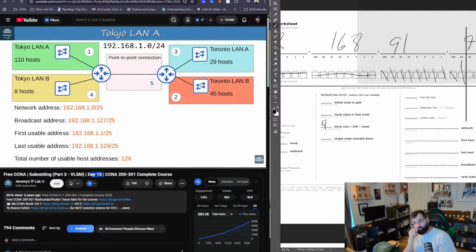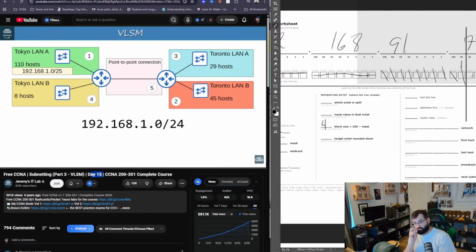The first usable address is the network address plus 1, and the last usable address is the broadcast address minus 1. And as I just mentioned, 7 host bits allows for 126 usable host addresses, which is 2 to the power of 7 minus 2. So we now have our first subnet, 192.168.1.0/25 for Tokyo LAN A. That /25 subnet uses up half of the address space of the 192.168.1.0/24 network, but that's no problem. Using VLSM, we can assign smaller subnets to these other LANs, and you'll see that there is enough address space left. So next, we should assign Toronto LAN B.